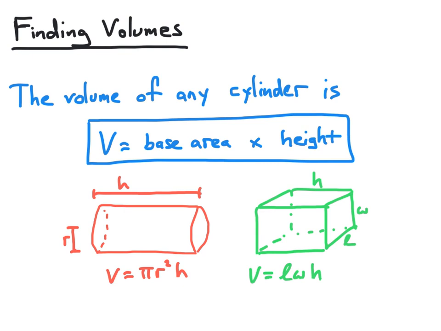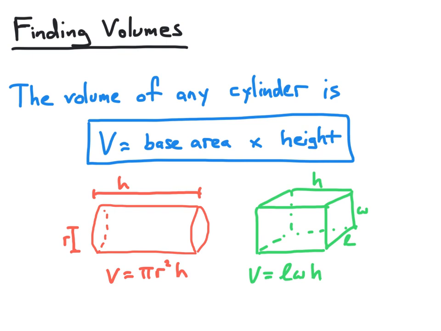Here on the screen, we have two examples of cylinders. We have a right circular cylinder here on the left. This is basically a soup can laying on its side. We can see that the circular end has a radius of r, and it has a height of h, which is in this picture represented as the horizontal length of our solid. And we know that the volume of such a cylinder from geometry is pi r squared h.